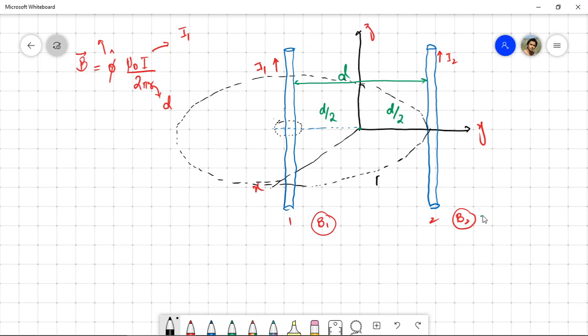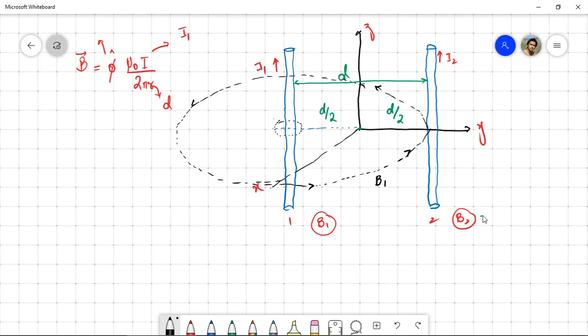So this is basically B1, and what will be the direction of B1? We'll use the right hand rule for that. If we place our thumb in the direction of current, our fingers will tell us the direction of this B1. So if our thumb is in the direction of I1, we know that the direction of B1 should be something like this. Okay, so we have this thing.